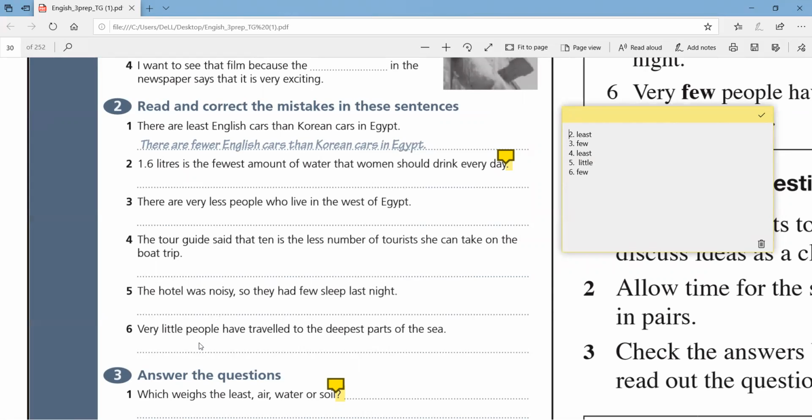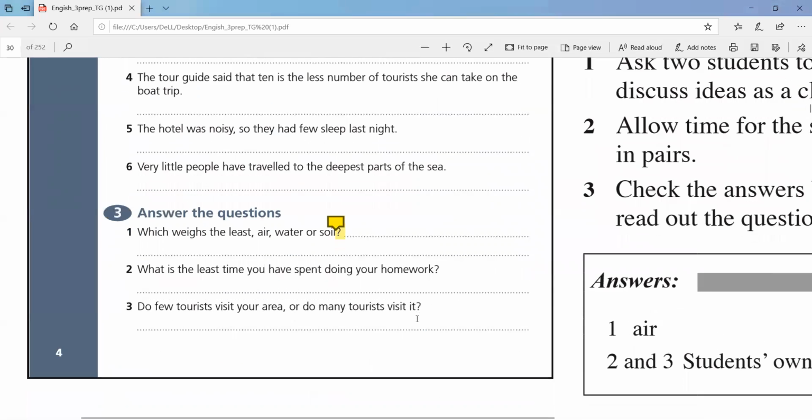Very little people have traveled to the deepest parts of the sea. Of course, little is not matched with people because people is countable, so we should use very few people. Okay, thank you. Now, the last one, which weighs the least? Air, water, or soil? Of course, air.